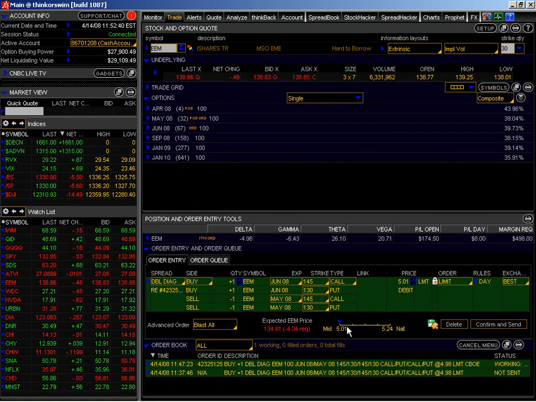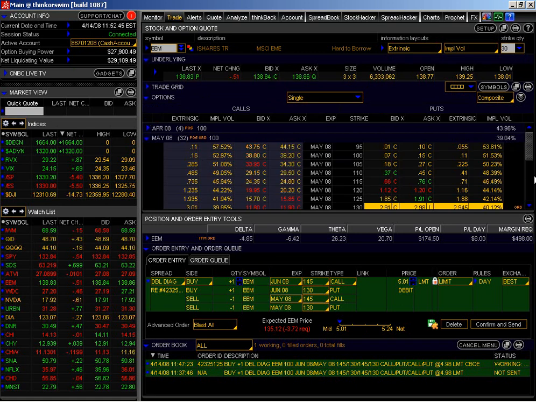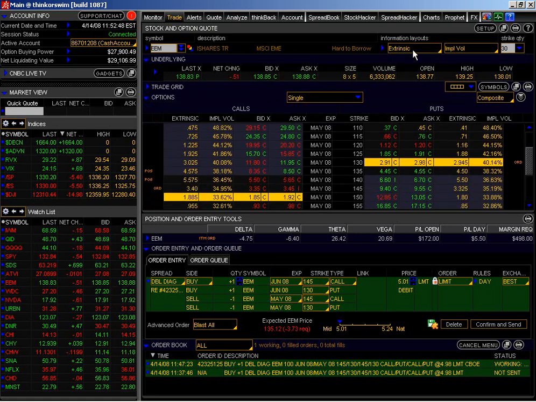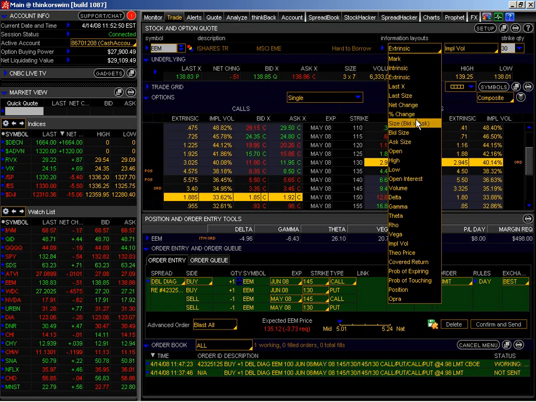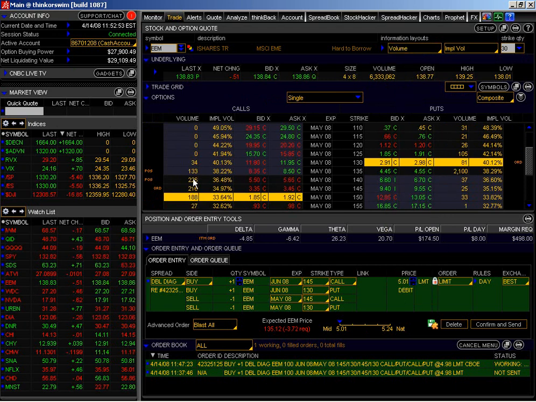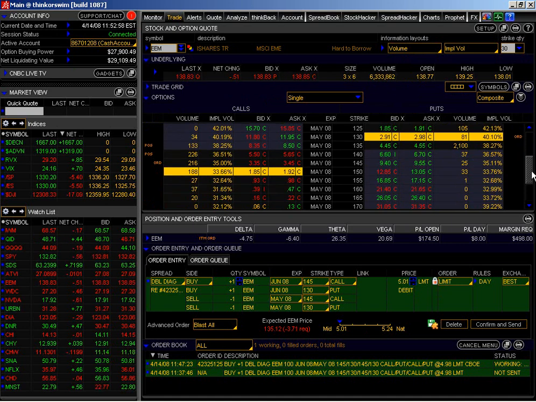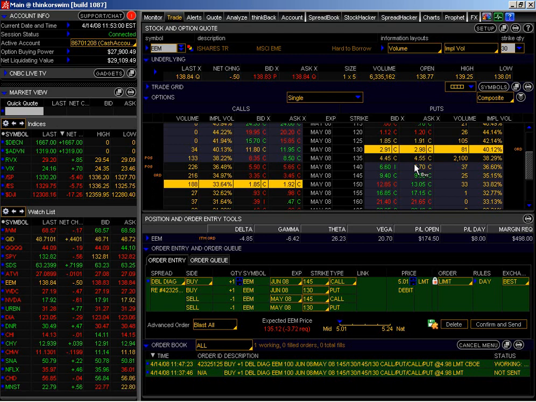I know the EEMs are pretty well traded. Let's just take a quick look at the volume on these. They're trading a couple hundred contracts. Obviously someone here is making a bet that the EEM is going to be dropping. Either that or they're protecting their ETF position. It could be insurance on their ETF position if they're buying the ETF itself, the underlying. We've got 2,100 contracts today already on the 135.